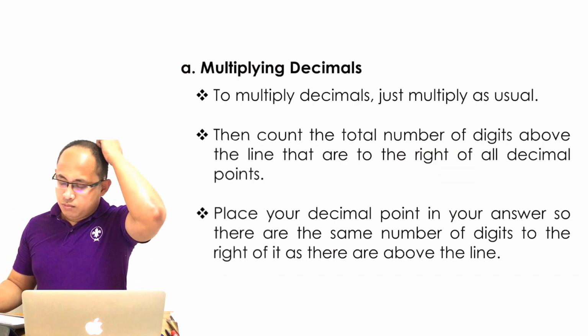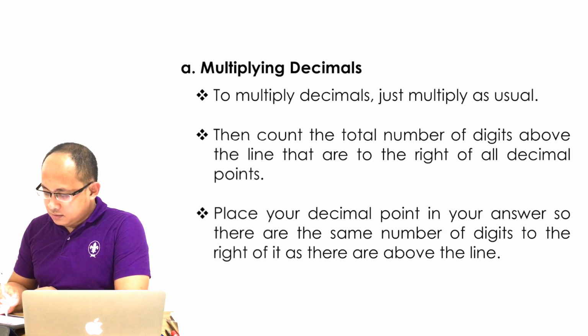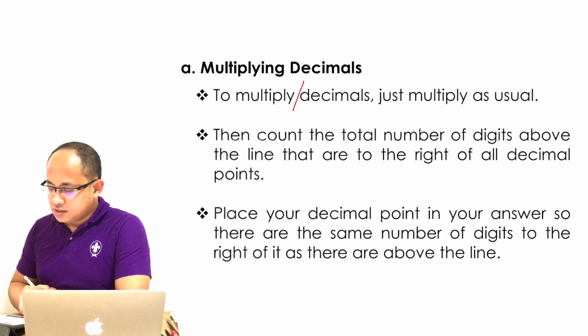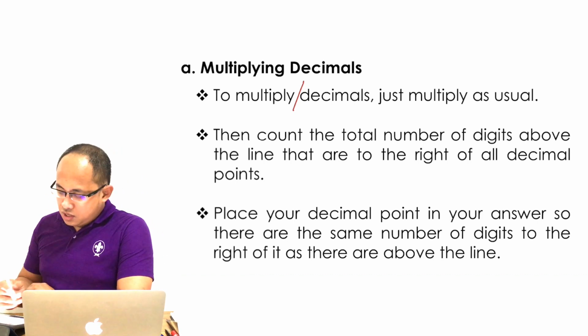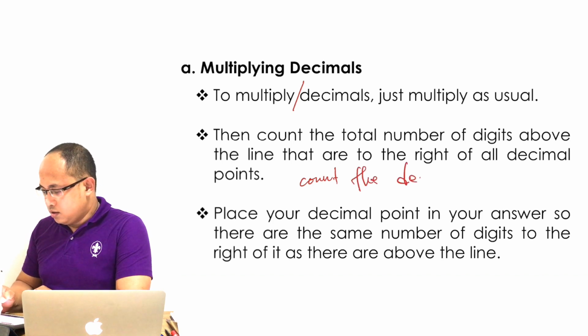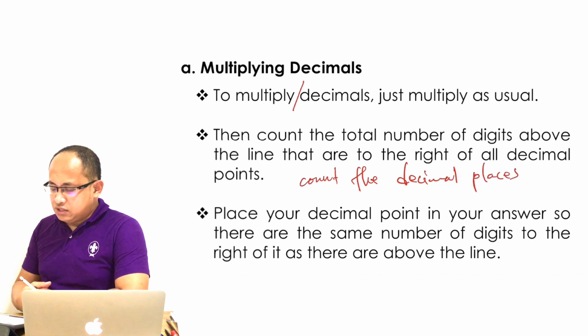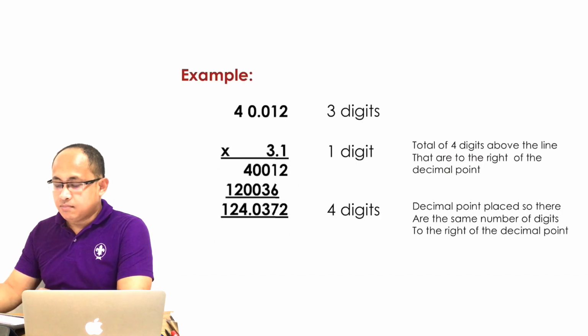Next, how do we multiply decimals? To multiply decimals, just multiply as usual. Then count the total number of digits on the right of the decimal point. So it means you have to count the decimal places. How many are there? Then place your decimal point in your final answer. Let's have an example.